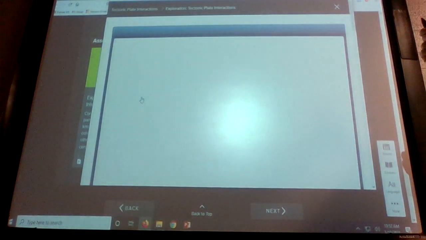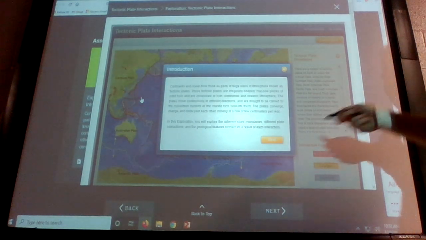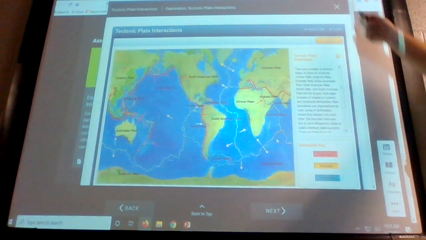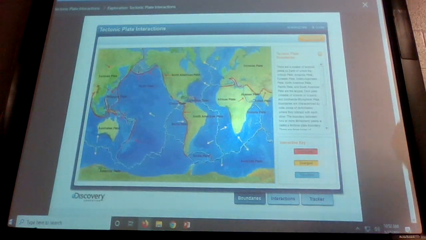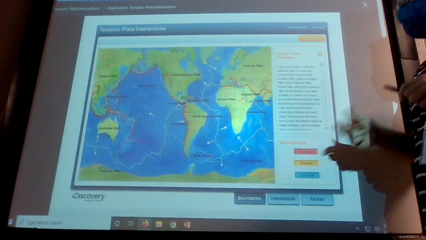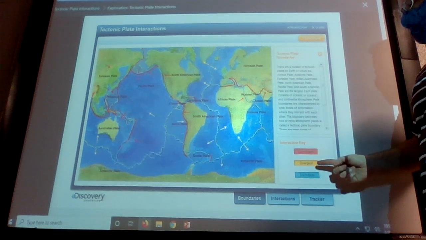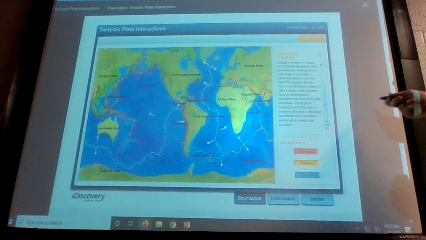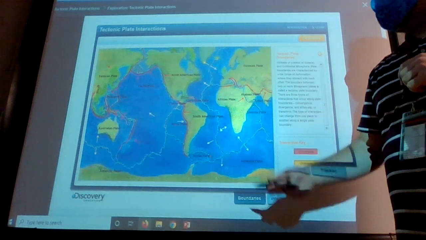And let's see what they got here. Let's do this exploration. So let's just explore a little bit here and see what they want from us at the beginning. So they have different boundaries. They have convergent in red, divergent in yellow, transform in blue. Do they tell us to do anything? Can't click on anything here.